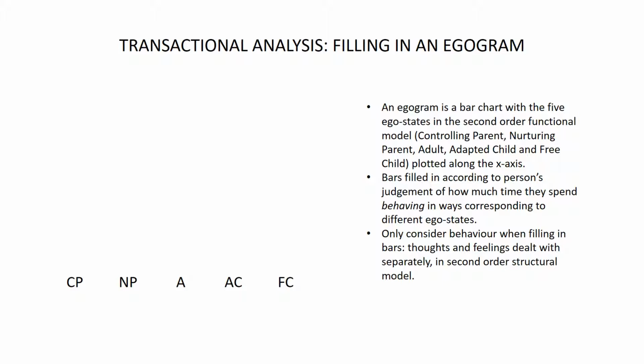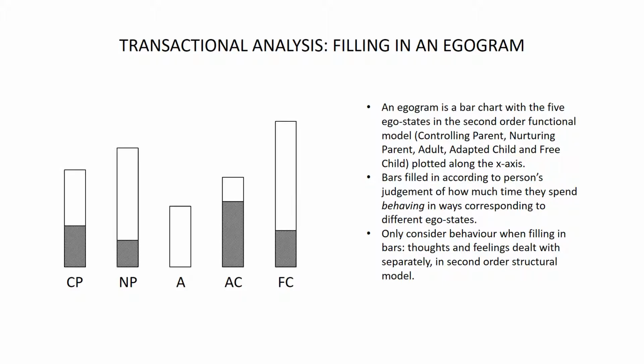An egogram takes the form of a bar chart in which the 5 ego states comprising this model are plotted along the x-axis. The bars are filled in according to the person's judgment of how much time they spend behaving in ways corresponding to the different ego states. It is important to only consider behaviour when filling in the bars. Thoughts and feelings are dealt with separately in the second-order structural model, and so are outside the scope of egograms.